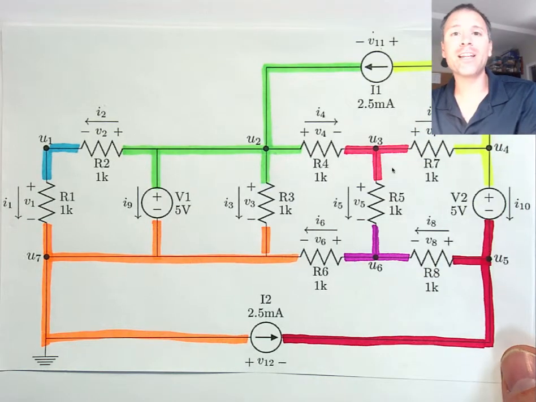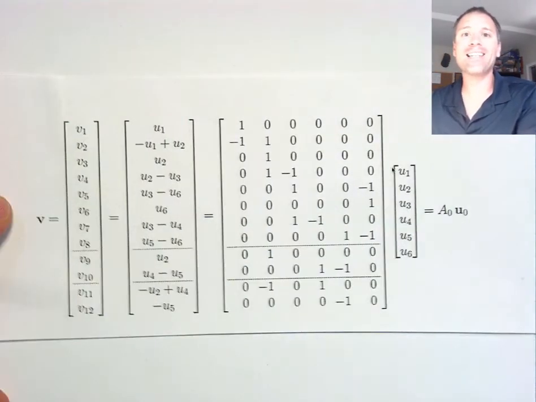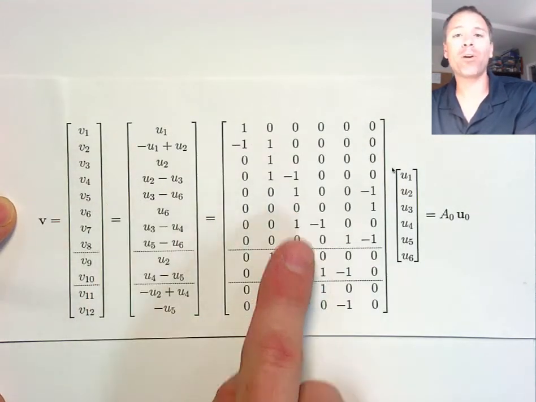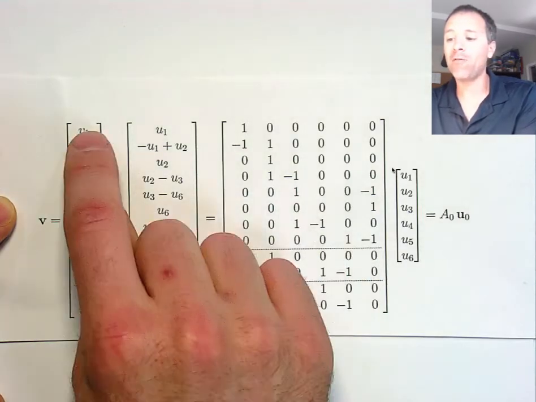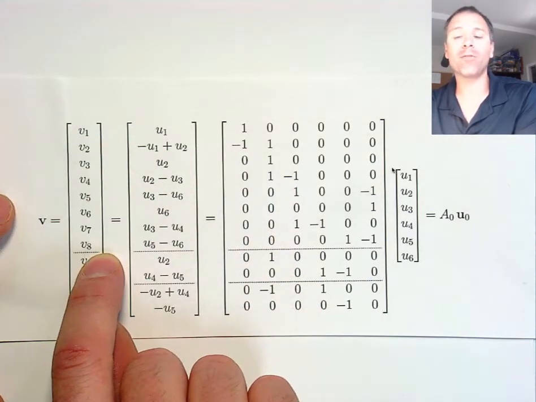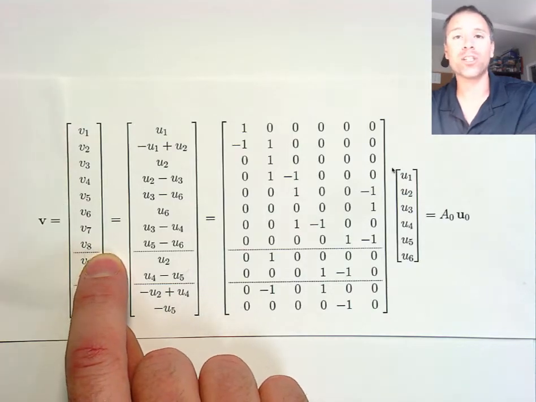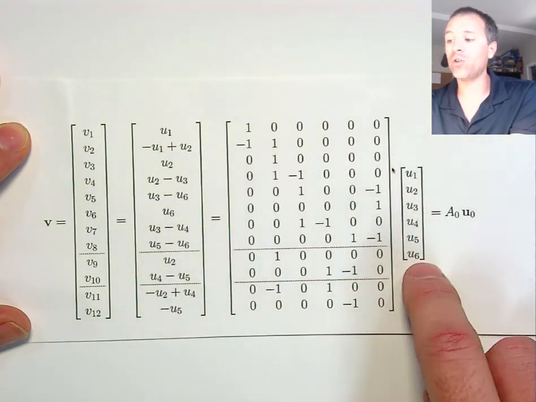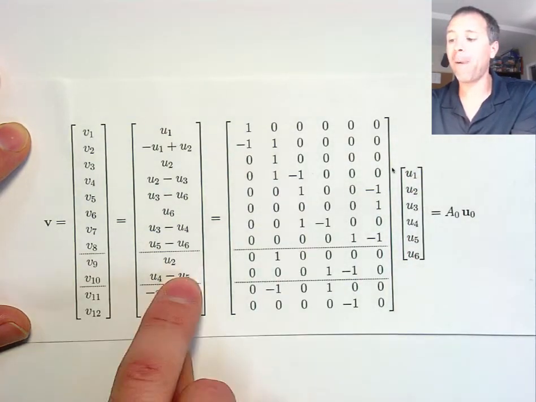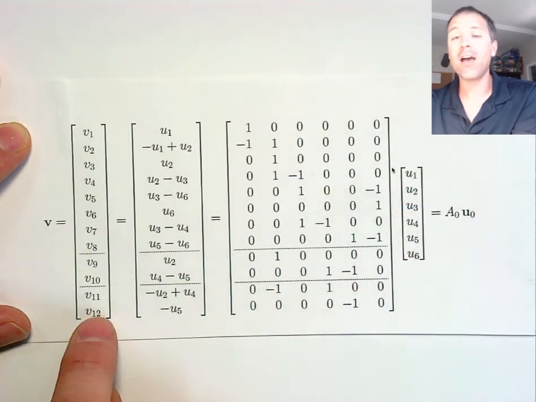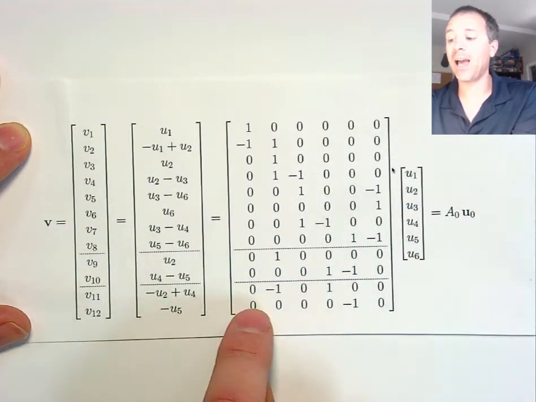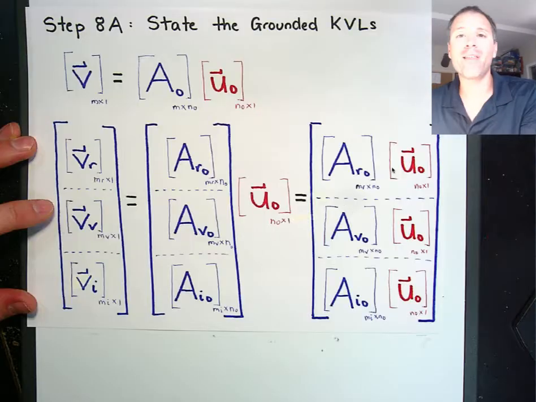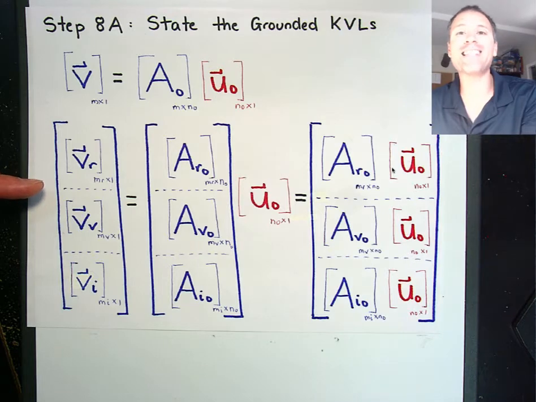For the specific circuit in this example, we can actually write the individual element KVLs, and the subblock partition is actually written right here. So V sub R is the first 8 elements of the voltage drops, because those are the first 8 resistors, the only 8 resistors, and that's A sub R naught times U naught, and then V sub V is A sub V naught times U naught, V sub I is A sub I naught times U naught, and that's exactly what we see. This is the scalar version of the more general matrix equation that we set up in this template form.